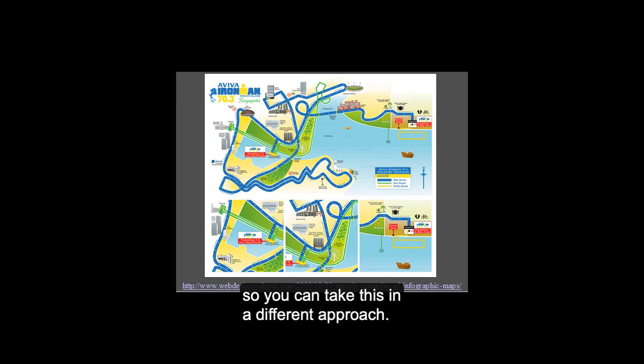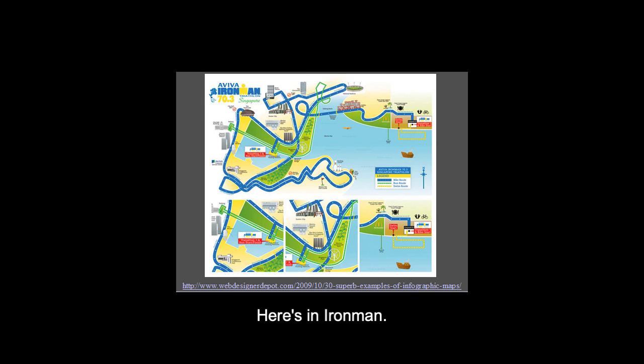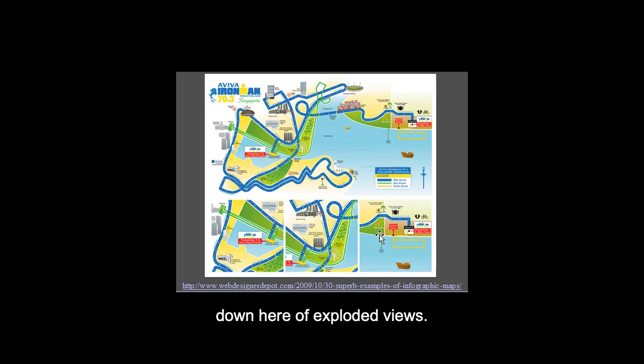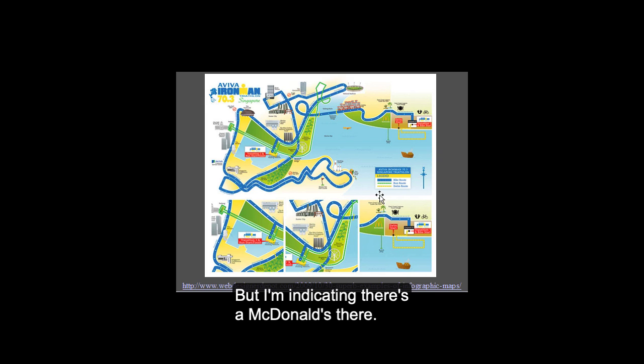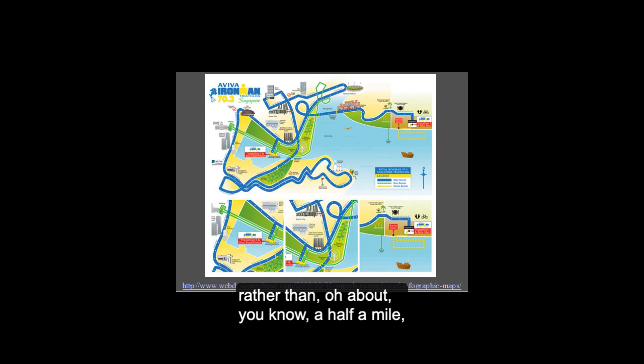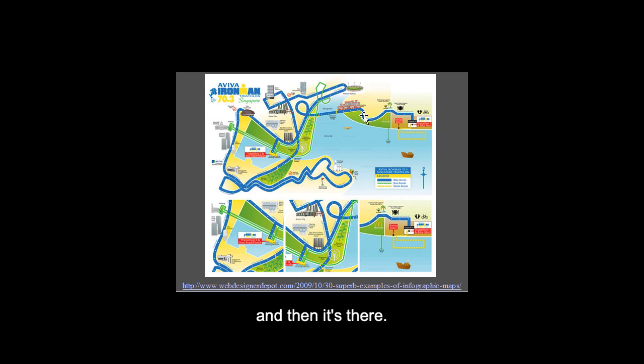So you can take this in a different approach. Here's an Ironman map. And again, it has what we can consider insets down here of exploded views, indicating there's a McDonald's there. That's right, I do go by the McDonald's, rather than about a half a mile and then it's there. So it feels like a visual representation of how to get from one place to the next.